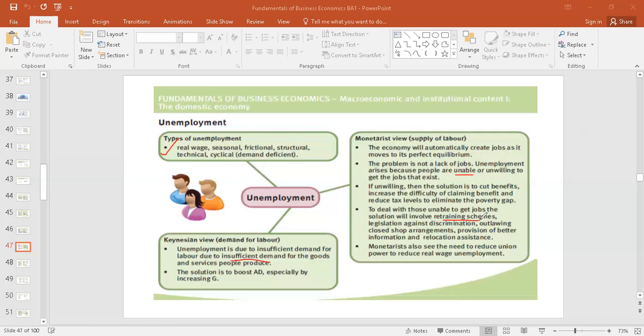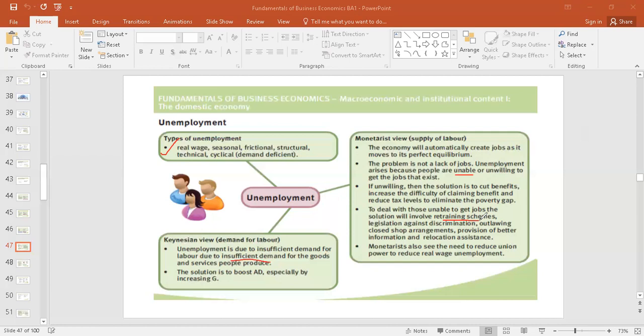From time to time, in different places, the government takes up certain measures or provides certain training camps, free of cost or at very low cost. These will involve retraining schemes, legislation against discrimination, outlawing closed shop arrangements, provision of better information, and relocation assistance. So some kind of measures are taken so that people are equipped well. People learn the skills, people are provided training.